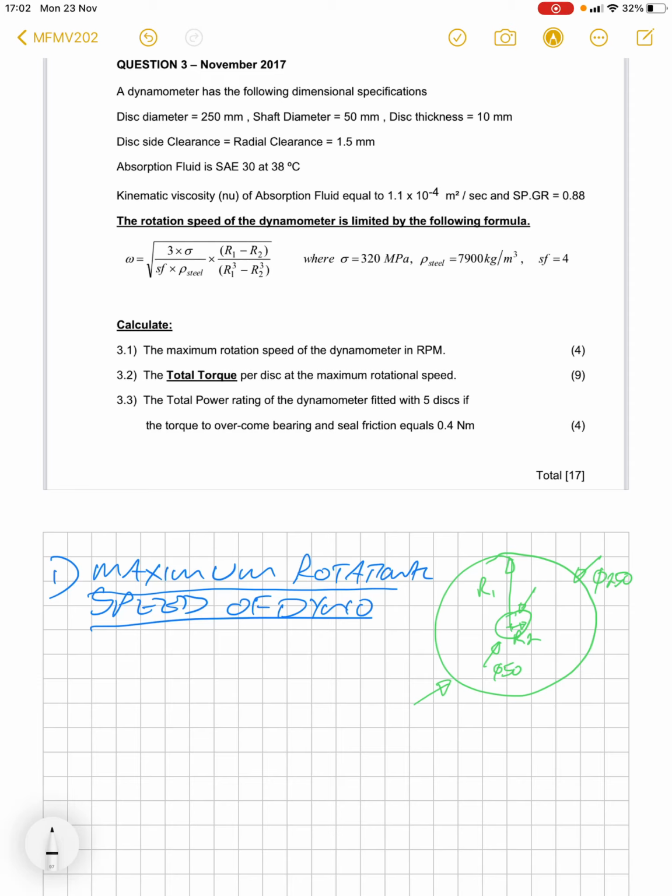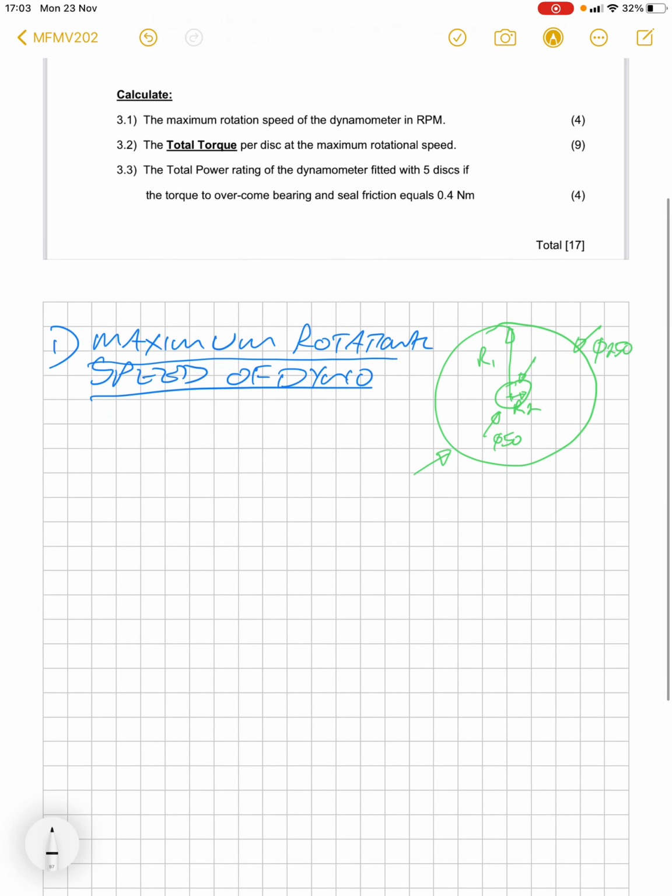The fluid is an SAE 30 at 38 degrees. The kinematic viscosity is given, as well as specific gravity. We're given a formula that is used to calculate the rotational speed of the dynamometer. We're also given the stress allowable on the material and the density of steel. So the first question is calculate the maximum rotational speed of the dynamometer in revolutions per minute.